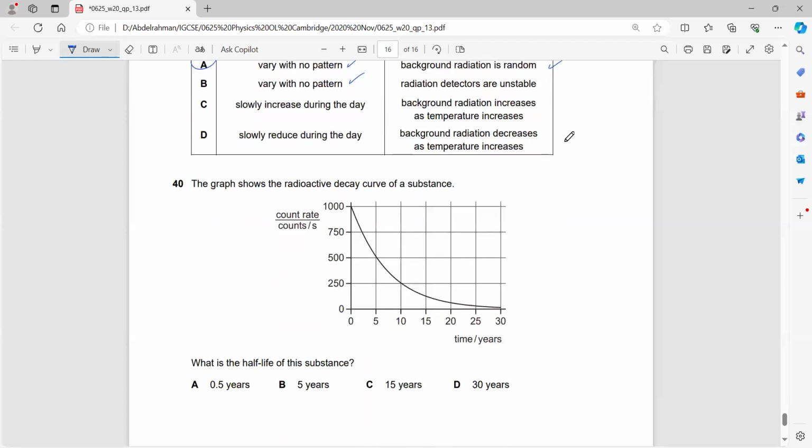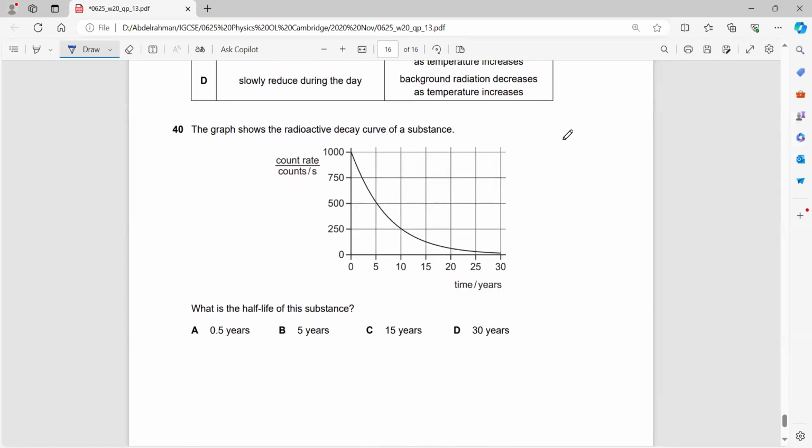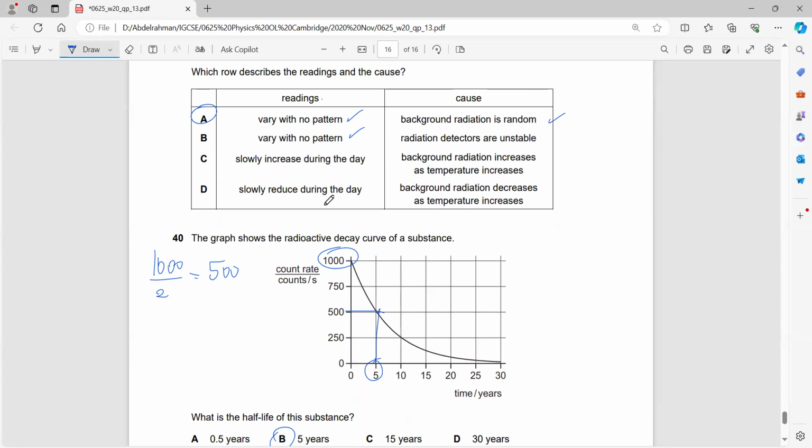Last question. What is the half-life of the substance? Again, 1000 divided by 2 is 500, which would be 5 years. Question 39 is A.